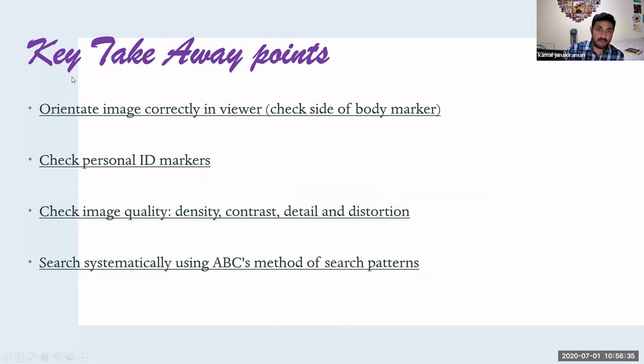So what are the key takeaway points from this chapter? Orient the image correctly in the viewer. Check side up to body marker. That's important. Check person ID markers, name, age, sex, all those things. Check image quality: density, contrast, detail, and distortion. If something is not correct, then you have to send the patient to retake the X-ray. Search systematically using the ABC method of search patterns.